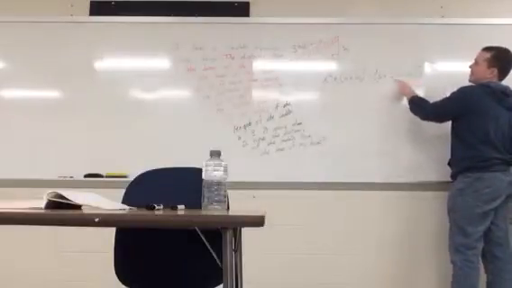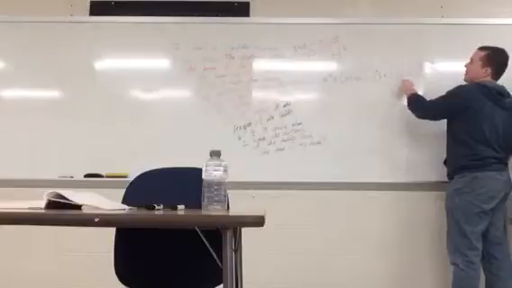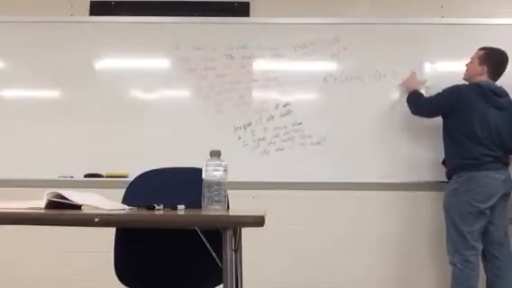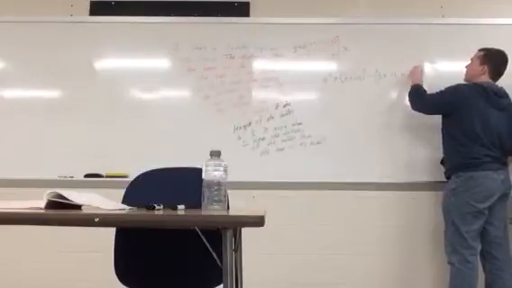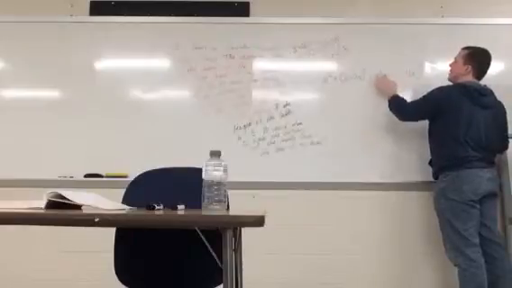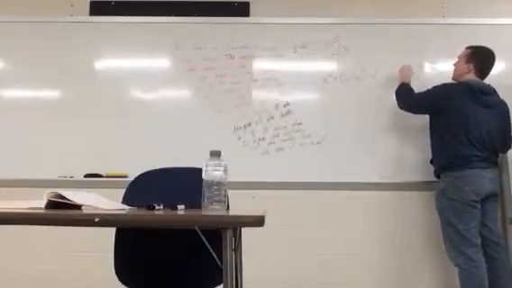Right here, to start, distribute here. You'll get 2 times 2, which is 4, plus 2 times 2x, which is 4x. And then combine. 3 plus 4 is 7, so that's 7 plus 4x.